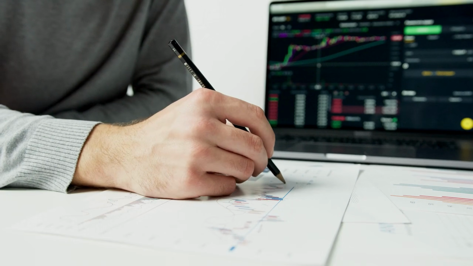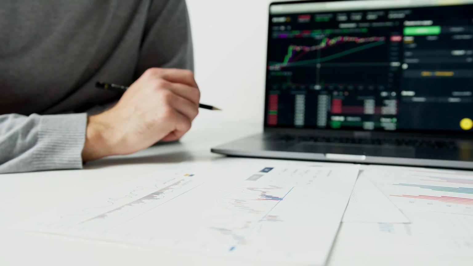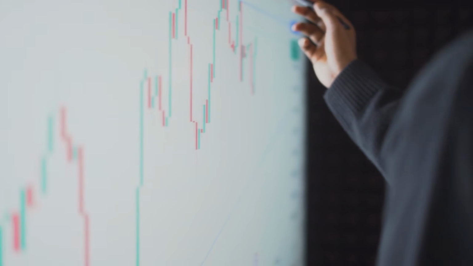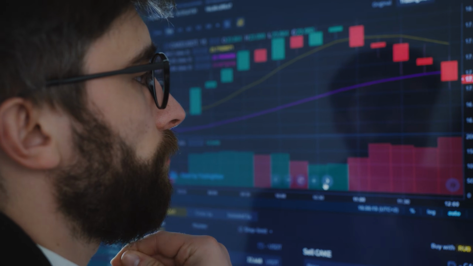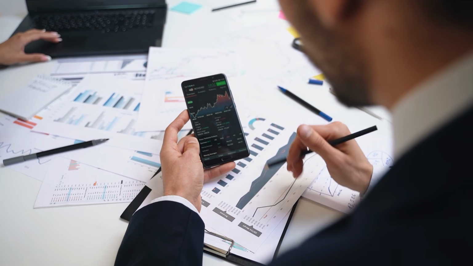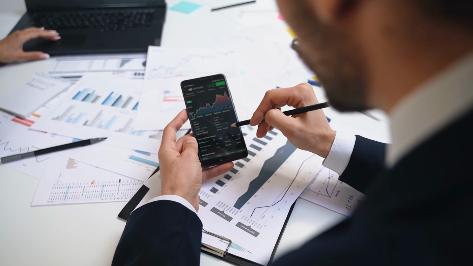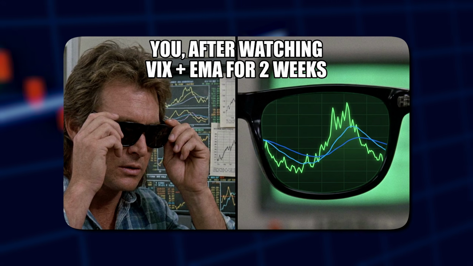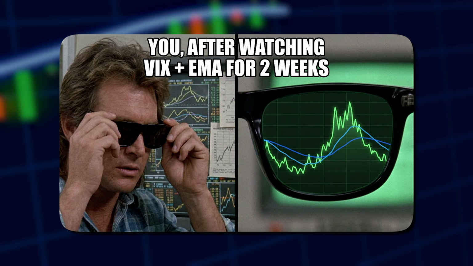So your homework. Try to pull up S&P 500 or QQQ. Mark the 20, 50, 100, and 200 EMAs on the daily, weekly, and monthly. Open the VIX in the side panel. Look for consistent patterns on EMA plus VIX at resistance levels. I promise you, you'll start seeing the market the way the pros see it.